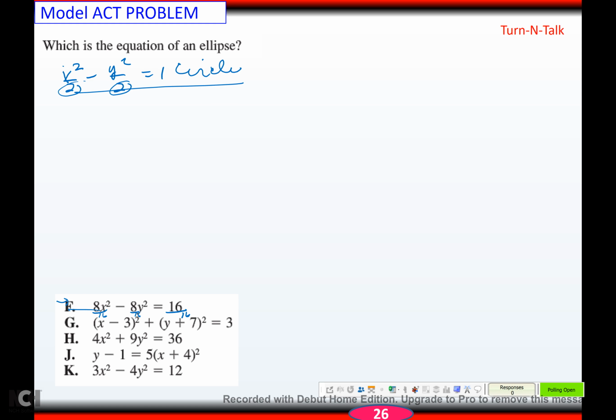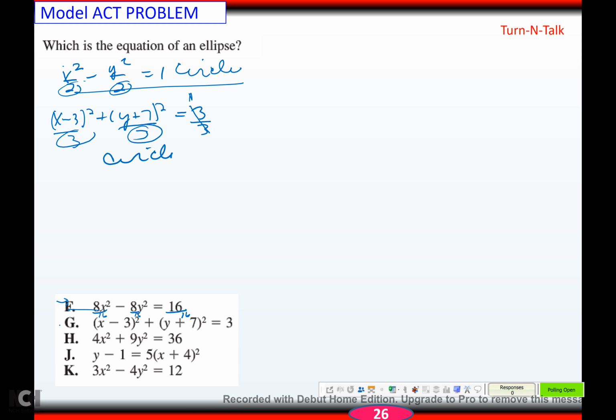Okay, g, I have (x minus 3) squared plus (y plus 7) squared equals 3. Alright, and on this one, I divide by 3, divide by 3, divide by 3. Again, I get 1 over here, but do you see how these match? That means, again, you have a circle.